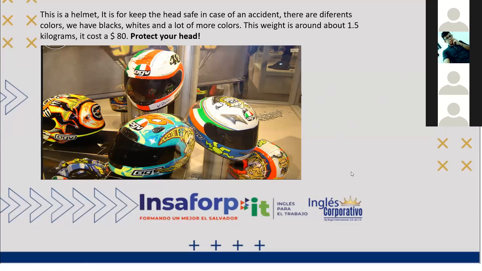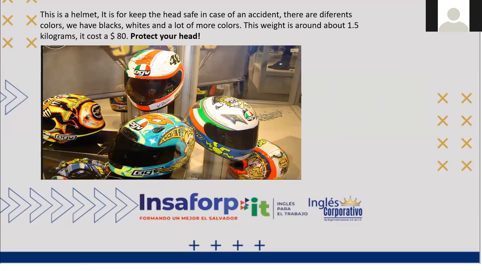Can you see the screen? Yes. Okay. We can see it. We'll read the text. This is a helmet. It is for keep the head safe in case of an accident. There are different colors. We have blacks, whites, and a lot of more colors. The weight is around about 1.5 kilograms. It costs at $80 and protect your head.